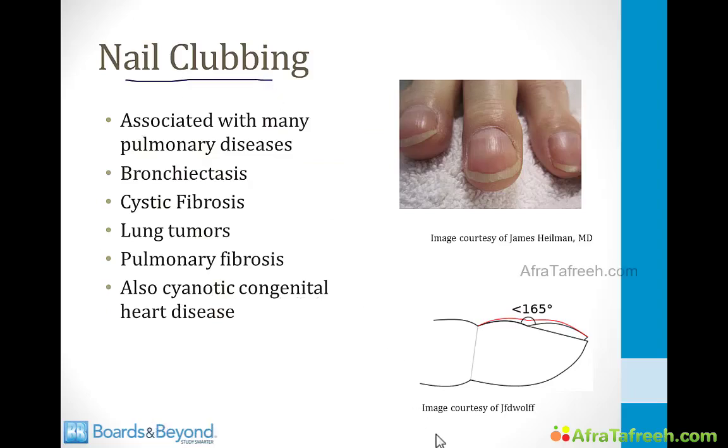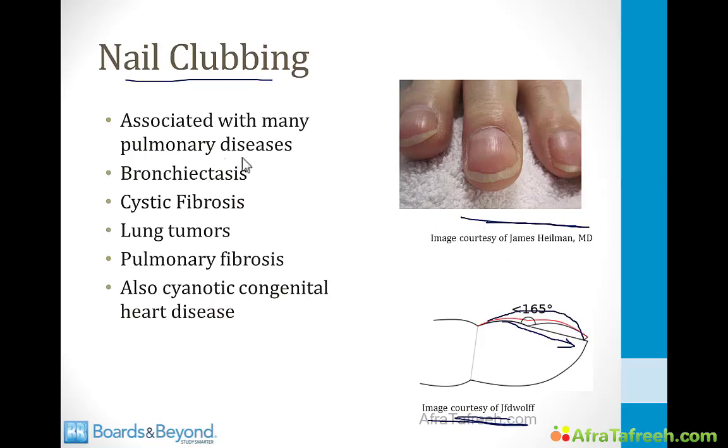The final lung physical exam finding I'll discuss is called nail clubbing. So let's take a look at this picture here on the right. If you look at your own nails, assuming that they're normal, you'll see that the nail bed has a gentle downward slope like this. In patients with clubbing, the nail bed loses that downward slope and sort of bulges out and becomes rounded. And this is a picture of it up here on the right.